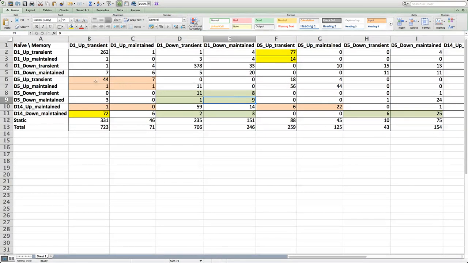So the red ones are initial upregulation earlier in memory. Green ones are initial downregulation earlier in memory. And then these yellow ones are other. So these over here, for example, went up in both naive and memory, but they did so earlier in naive cells than in memory cells. So that's kind of an unexpected pattern.